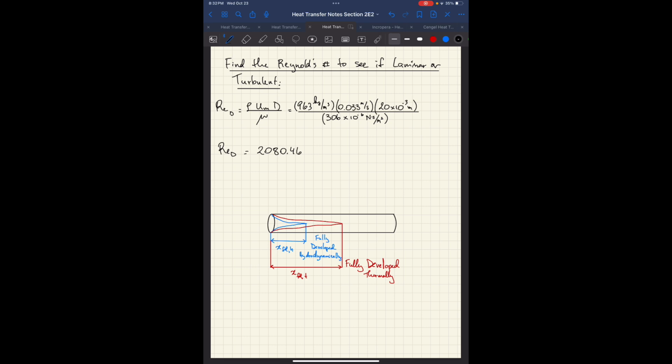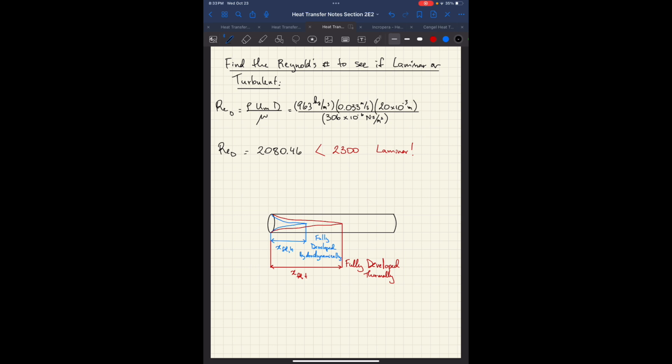So if we were in class, my question would be, is it laminar or turbulent? And I would wait for you to answer. So I'll give you a moment. If you said that it is laminar, you are correct. For turbulent flow, it has to be 2300 or greater. So this is in fact laminar flow, which is going to be useful because it's going to tell us which equation we need to use to find the hydrodynamic and the thermal entrance length.